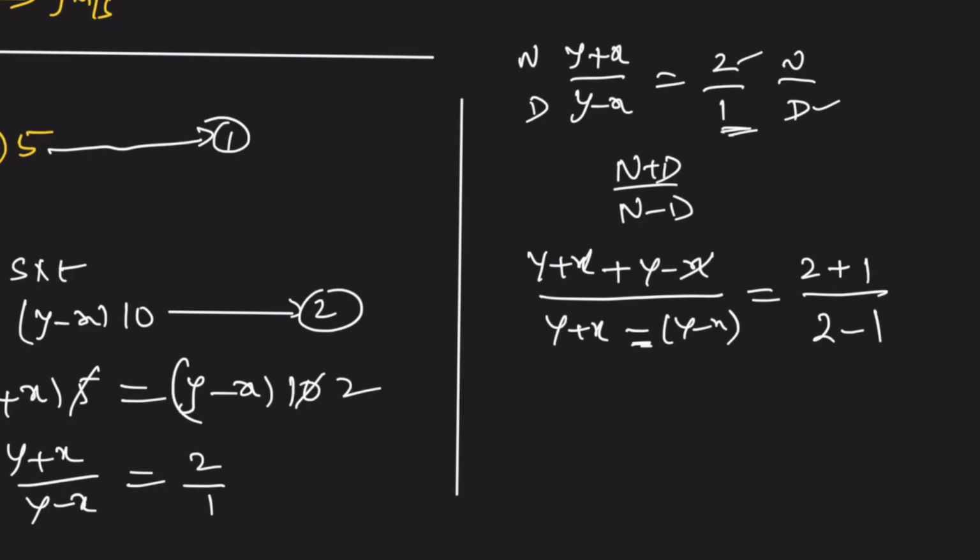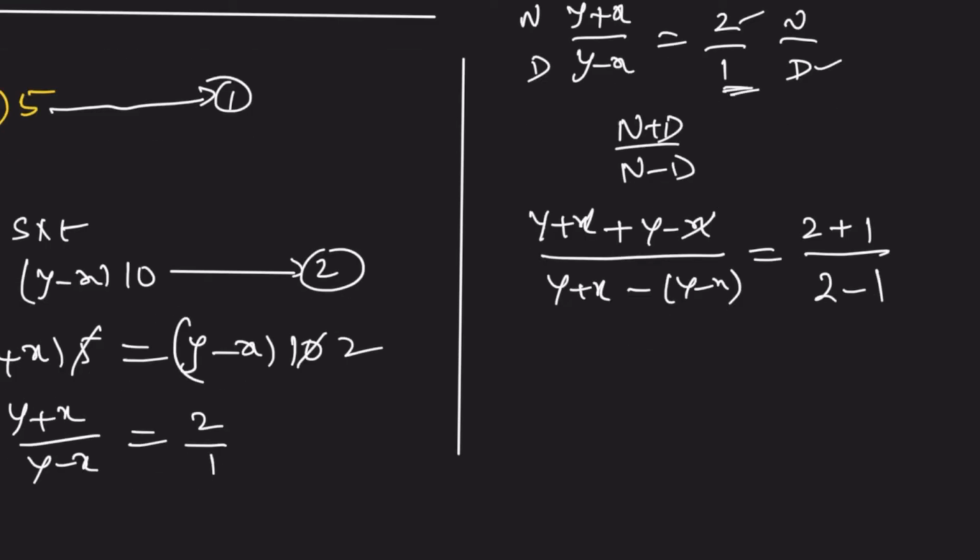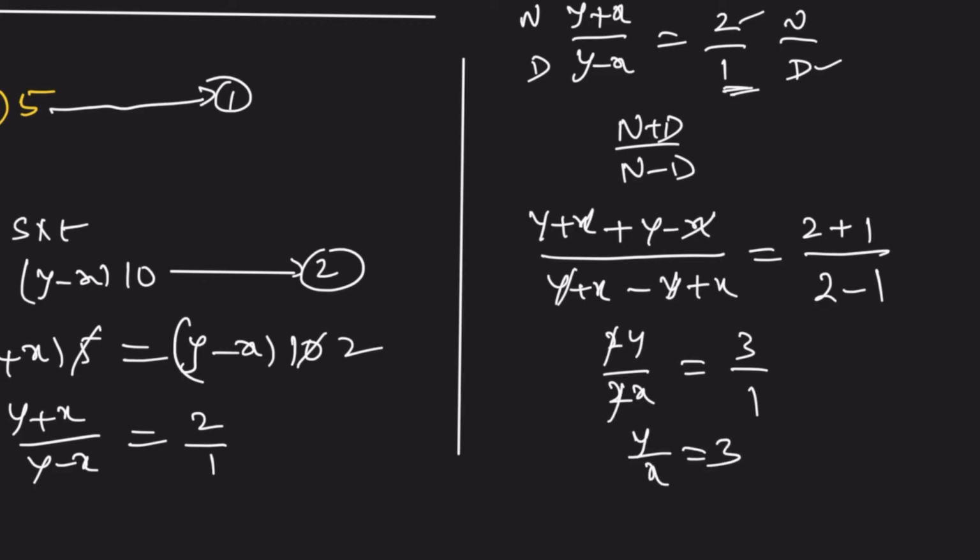See, x cancels in the numerator: y + x plus y minus x. Now multiply with y - x, then we get y + x. Here the y's add, so in the numerator there is 2y and in the denominator 2x, and that equals 3/1. So 2 cancels, y/x is equal to 3 and y is equal to 3x. See here, y is equal to 3x.